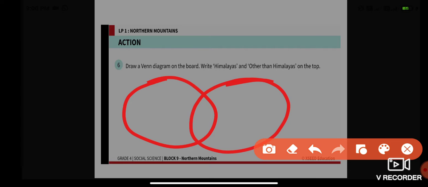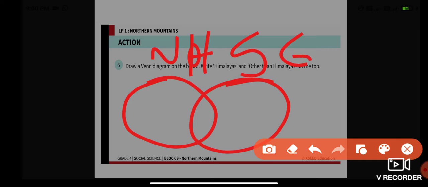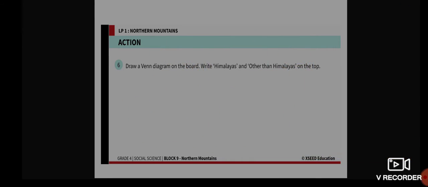Now on top you can write northern Himalayas and southern Himalayas, or southern group. And here is called the northern group. One you make the northern group, and another you make the southern group, and accordingly you find.